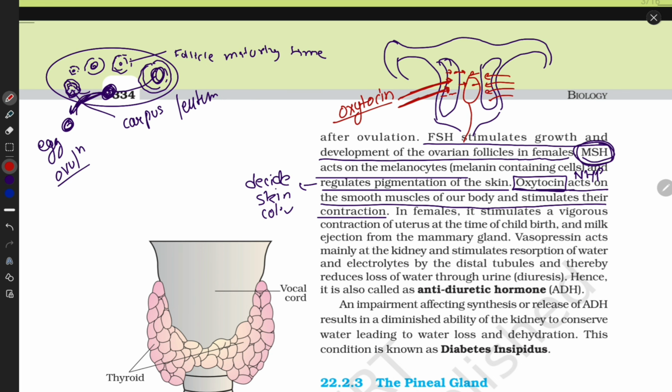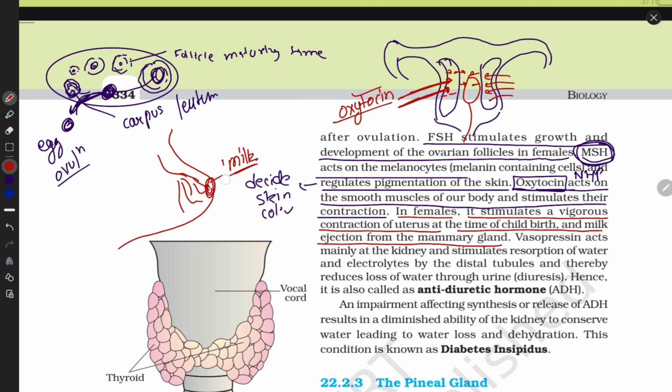It stimulates muscle contraction. In females, it stimulates vigorous contraction of the uterus. I already told you, at the time of childbirth, and milk ejection from the mammary glands. Females have breasts and mammary glands, and they produce milk after childbirth. These are the mammary glands.